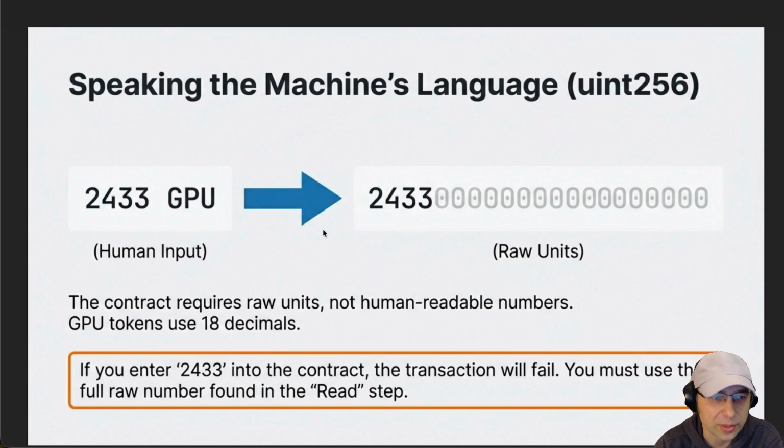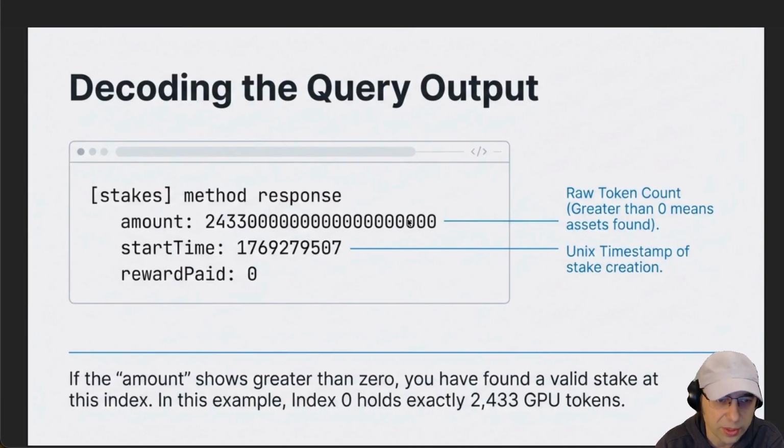Okay, so let's continue. Another important thing is these numbers which you will use when you write to the contract. When you write to the contract, you will not use only the 2,433 number, but you will have to use these raw units, and you can actually take them from here. From reading the contract, you just copy this number and save it for later.